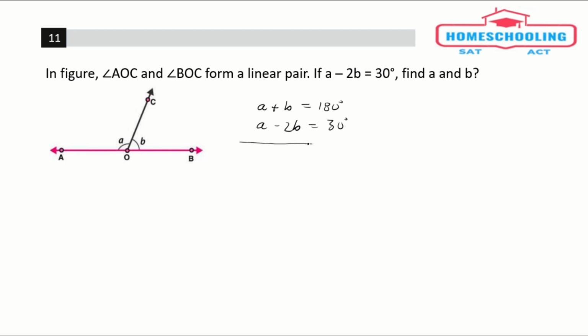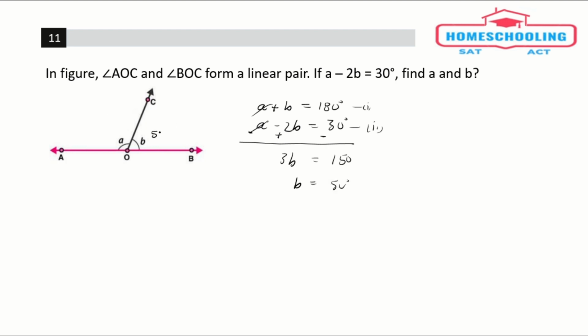So these are two equations, equation 1 and equation 2. If we subtract equation 2 from equation 1, the sign would be minus, this would be minus minus plus, and this would be minus. So this would be 3b is equal to 150. So the value of b would be 50 degrees.